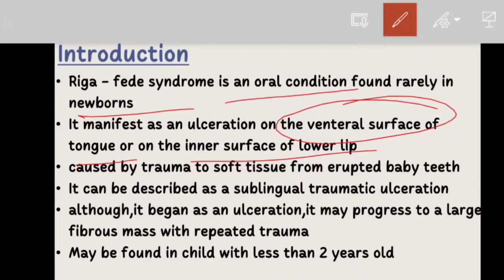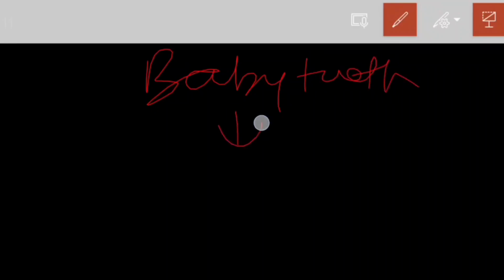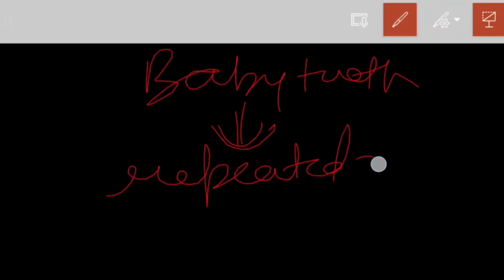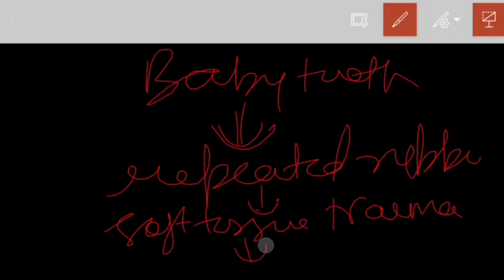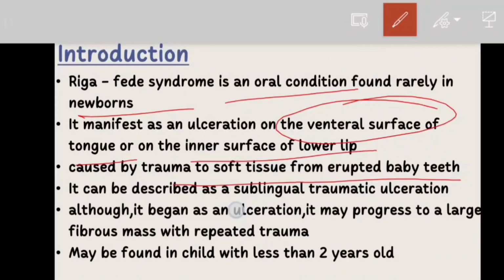Now what is the main cause? The ulcer is produced because the soft tissue is repeatedly traumatized by the erupting baby teeth. So in simple words, baby tooth causing repeated rubbing, which leads to soft tissue trauma and results in ulcer. Okay.